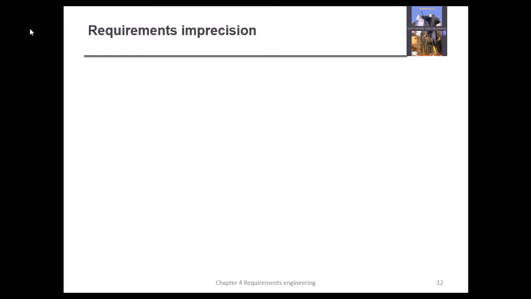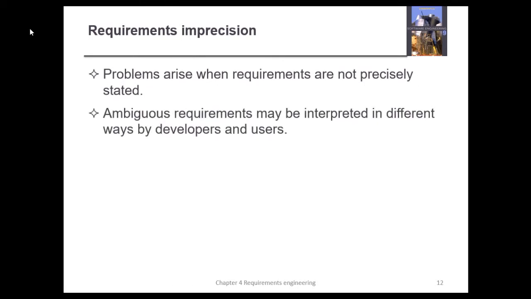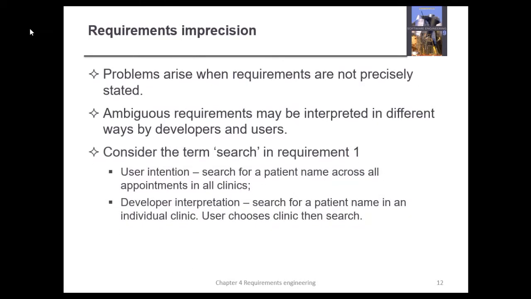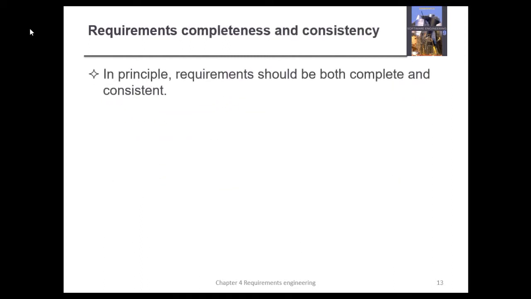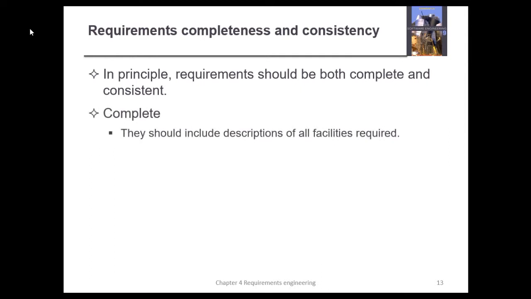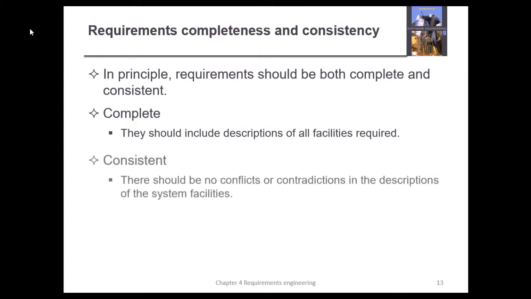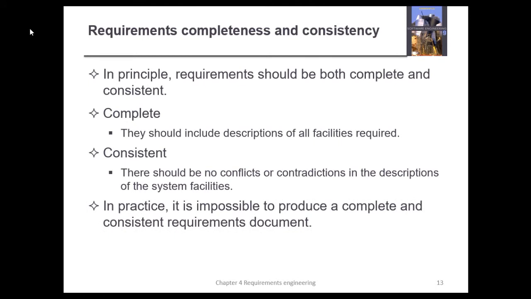Requirement imprecision. What is requirement imprecision? A problem arises when requirements are not precisely stated. Ambiguous requirements may be interpreted in different ways by developers and users. In principle, requirements should be both complete and consistent. If even one requirement is left out of the requirement specification, there is a chance that the system will not be developed very efficiently.